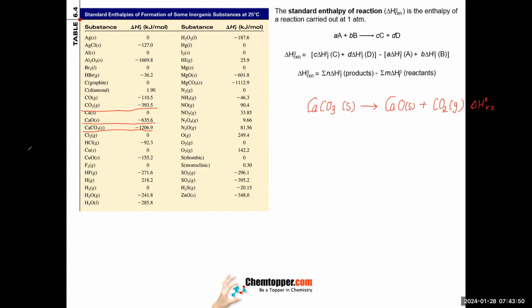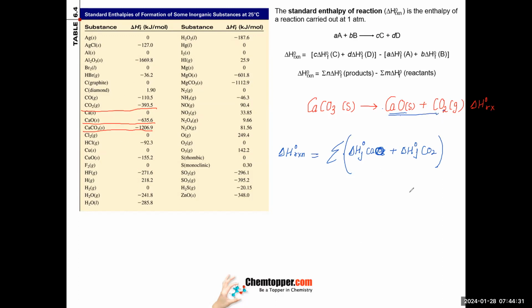Ready? So, delta H naught reaction is summation of delta H naught formation of calcium oxide, the products, not carbonate, oxide. And this is 1. Put parentheses because there are 2 of them. Plus delta H naught formation of CO2, right? This is of the products, these products.